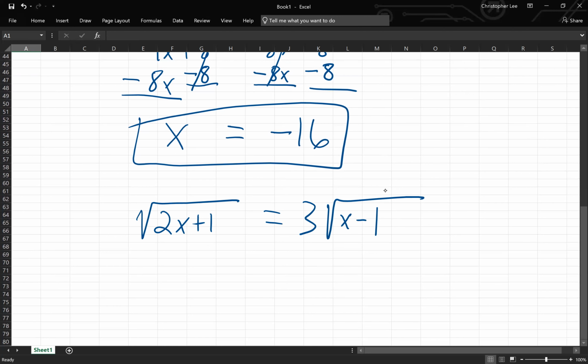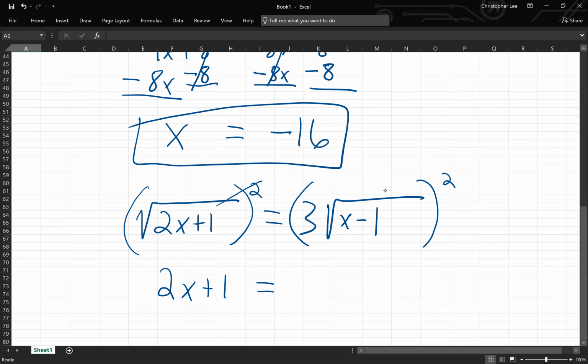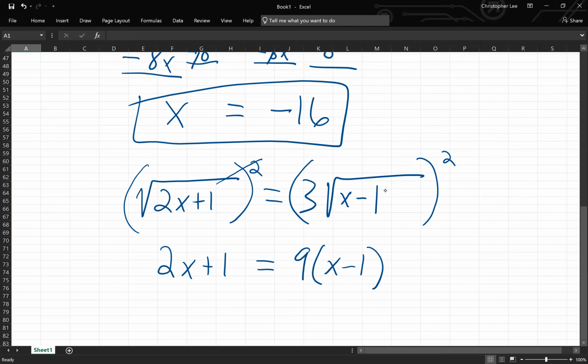So my issue here is those radicals. I want to get rid of them, right? So I'm gonna square this one to get rid of it. But what I do to one side, I gotta do to the other. So now what do I have? The square root and the square will cancel out, leaving back just 2x plus 1 equals, not 3x, 3 times 3 is 9, and then times the x minus 1. Oh, so you actually apply the square. Right, because it's not. Exactly.